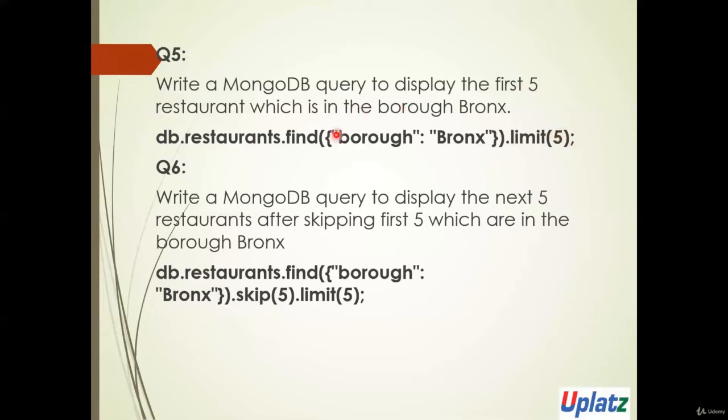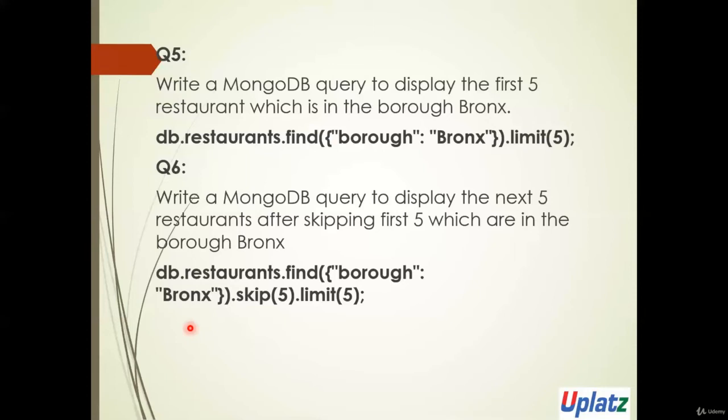So the next question is, write a MongoDB query to display the next 5 restaurants after skipping the first 5 which are in the Bronx. So they want the next 5 restaurants, but they are asking us to skip the first 5. For example, if we have 15 restaurants in the Bronx, they are asking for the second 5, which means skip the first 5 and take the next 5.